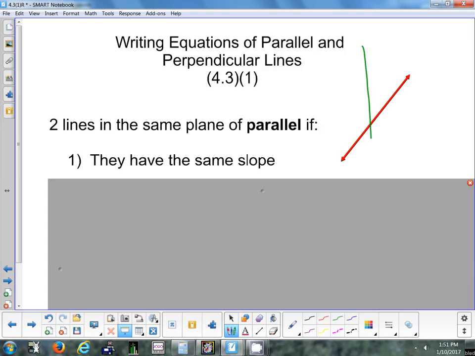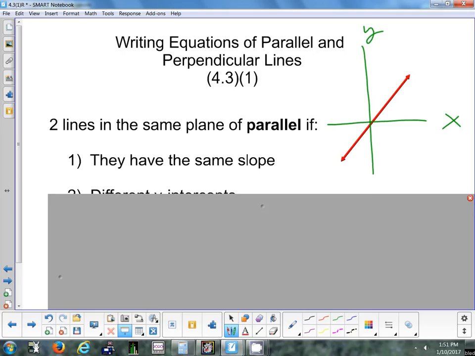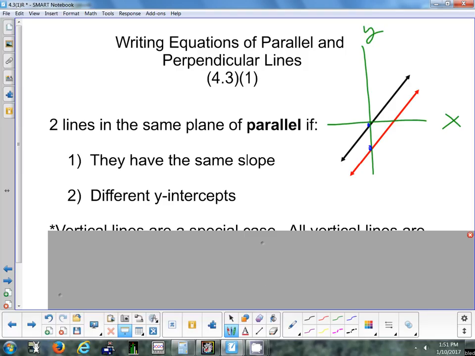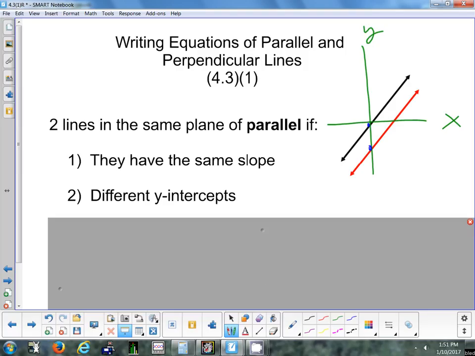But what we would have to do, if this was our x and y axis, is have something different. What do you think has to be different? The y-intercept has to be different. Like that. Now one of them crosses here. One of them crosses here. Now they're parallel. Okay, so for two lines to be parallel, two things. Same slope, different y-intercept. Same slope, same intercept, same line. Two lines on top of each other are not considered parallel.